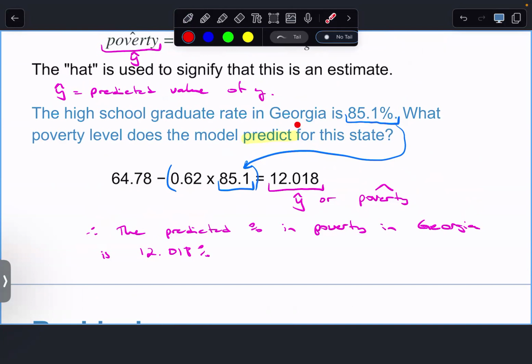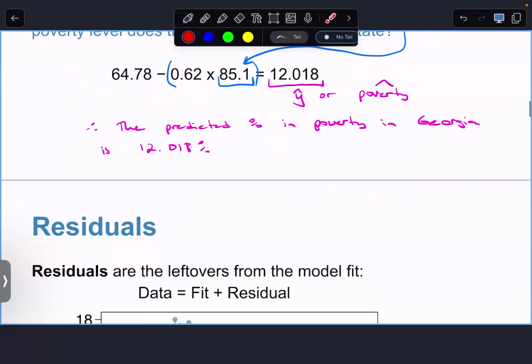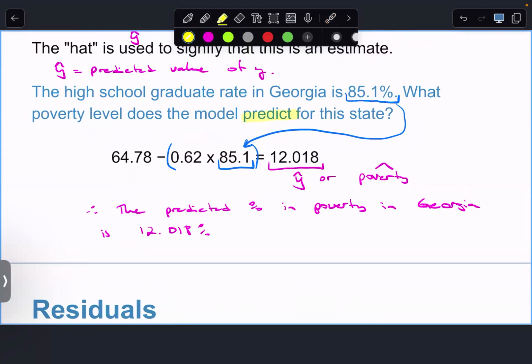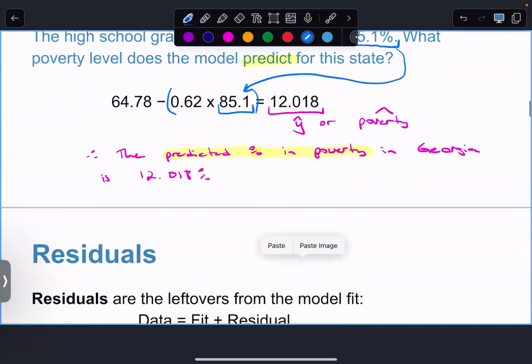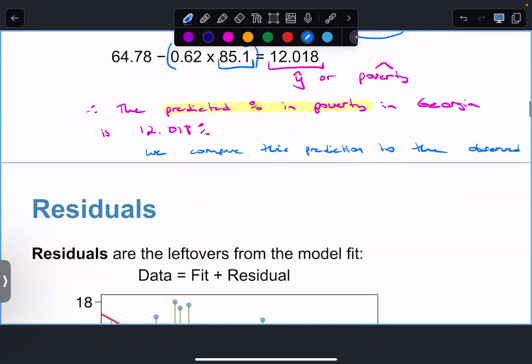Georgia is one of the 50 states, and so we have a data point for Georgia. And so we have an observed percentage in poverty in Georgia. I'm kicking myself for not looking up what it actually is. But this is the predicted percentage in poverty in Georgia. We compare this prediction to the observed value of y.